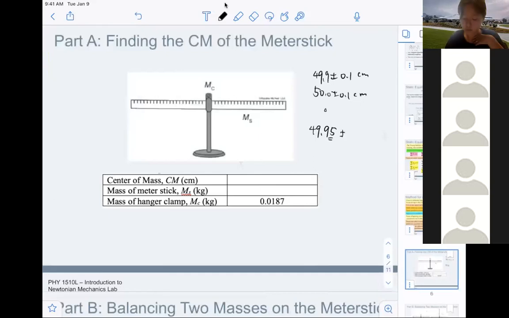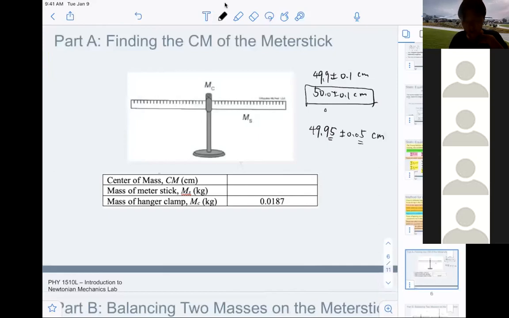Now, in that case, you will just be much more confident in using half of the smallest scale. So that's also okay. This is really just depending on whoever is reading the data and how confident they feel about it. If you want to be more conservative, simply keep it as 50 and plus or minus the smallest scale on the meter stick as your uncertainty.